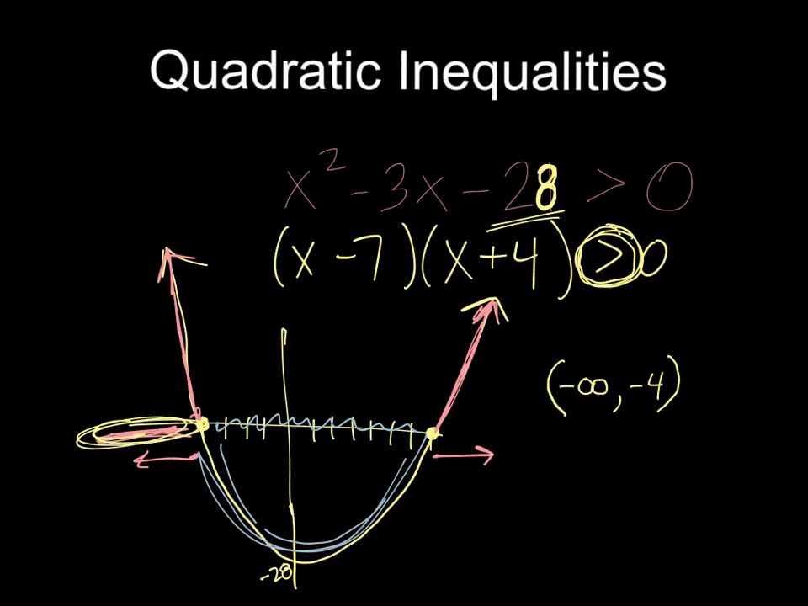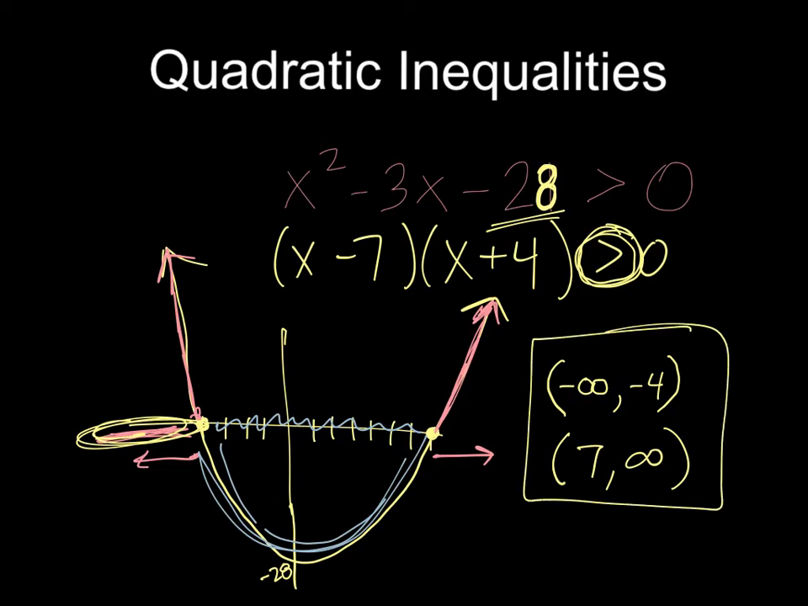Then it stops being true in the middle, and then it starts being true again starting at 7 and going on to infinity. Again, the round parentheses because I don't have the or equal to under my greater than sign. So find the zeros by factoring, which we've done plenty of. Think about the shape, and then write your final answer in interval form.